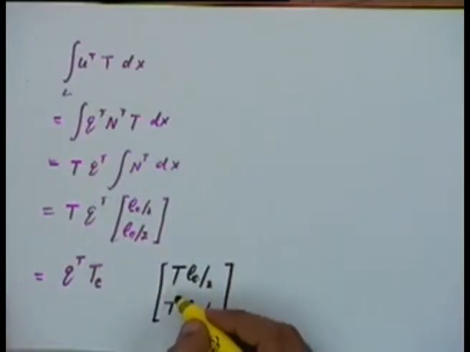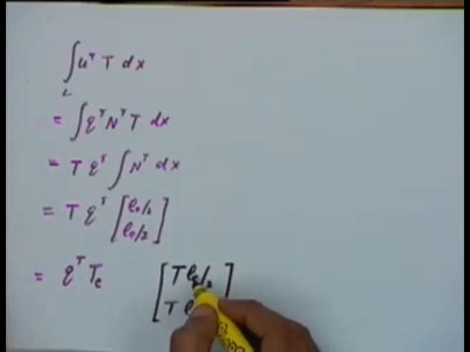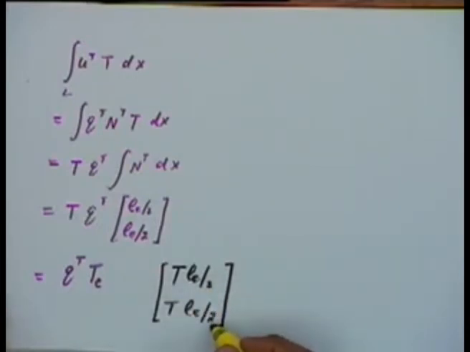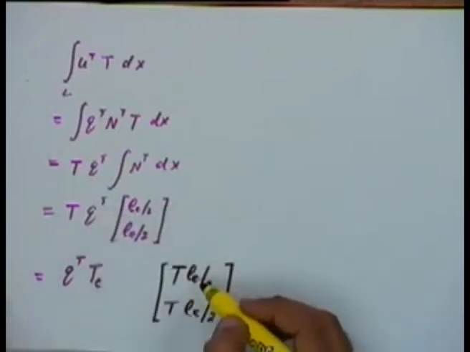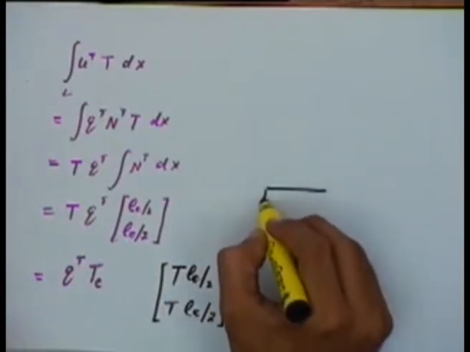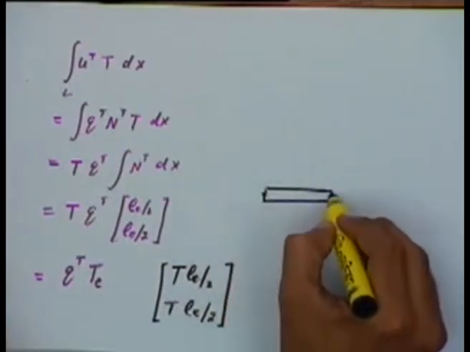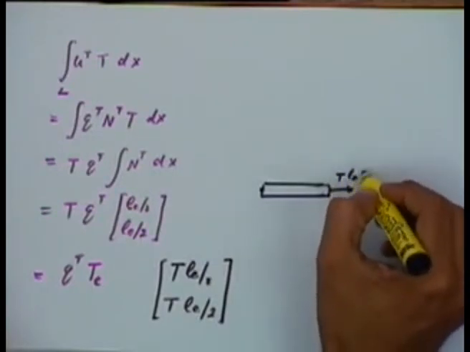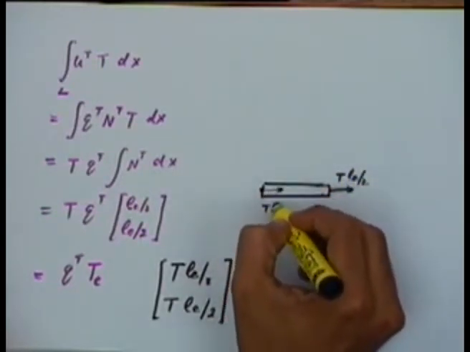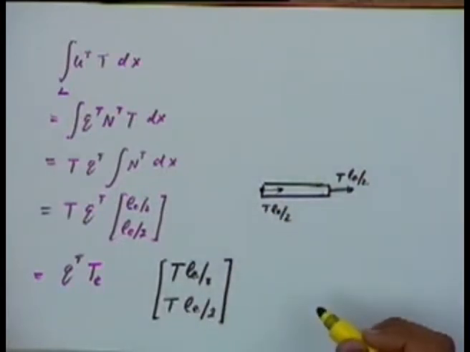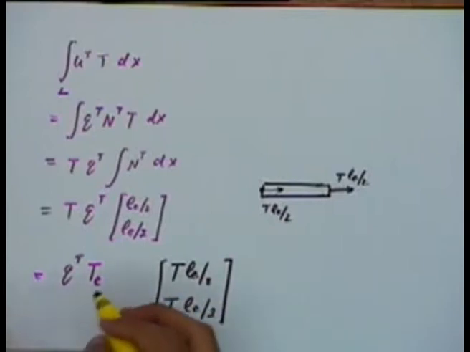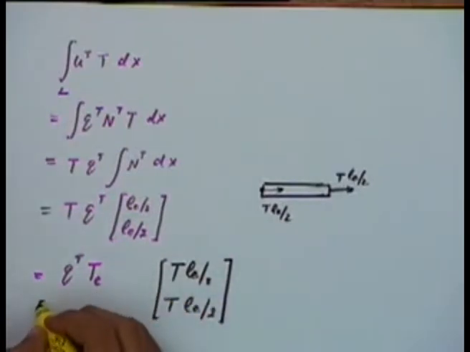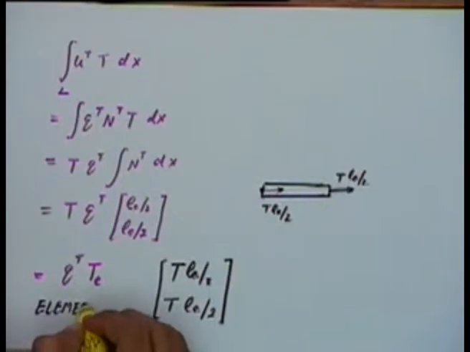Again, T is an attractive force acting on a per unit length basis. So T into Le is the total attractive force on the element. T Le by 2 will be half of that, T Le by 2 is another half of that. So effectively this attractive force can also be treated as if it is split equally between the two nodes, with half the force acting here and the other half of the force acting here. And this vector we can call the element attractive force vector.